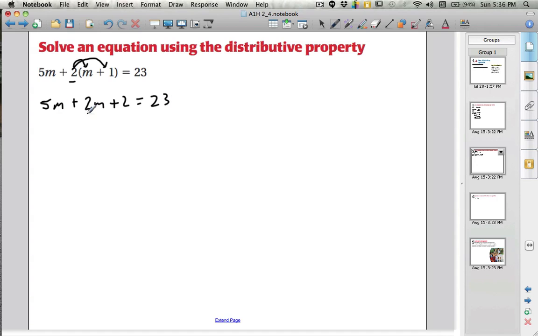Now I'm going to combine like terms. 5m plus 2m is 7m, plus 2 is equal to 23. I'm going to subtract the 2. 7m is equal to 21. And divide by 7, so m will be equal to 21 divided by 7, which is 3. And I'm done.